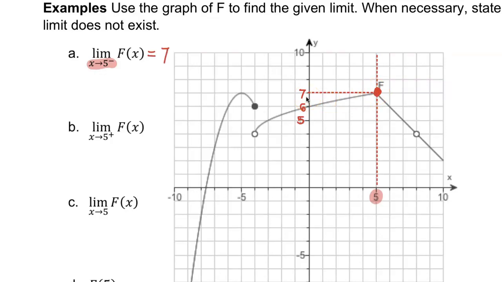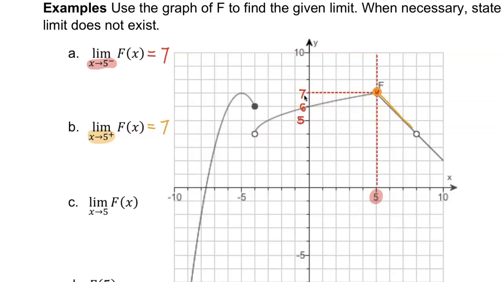But you see the next one? I think it's going to be the same because we are approaching 5 from the right. So start somewhere on the right side of that dotted line, and we're going to try to get really close to that dotted line at 5. Where are we going? We're going to the same dot, right? So the function value is still 7.